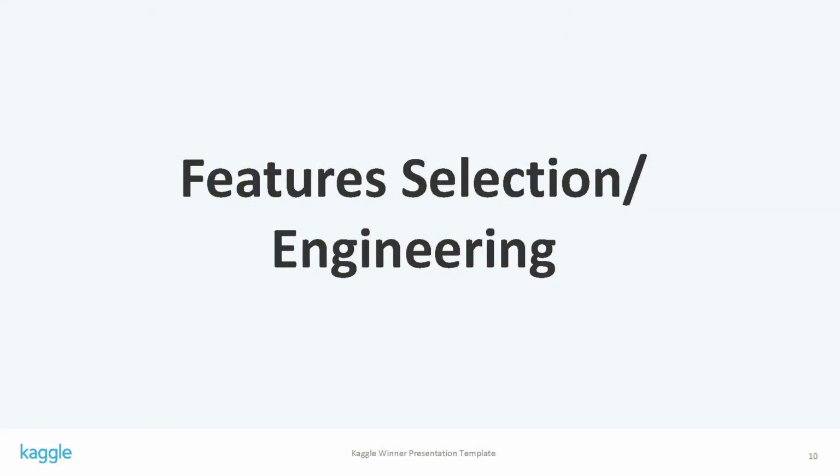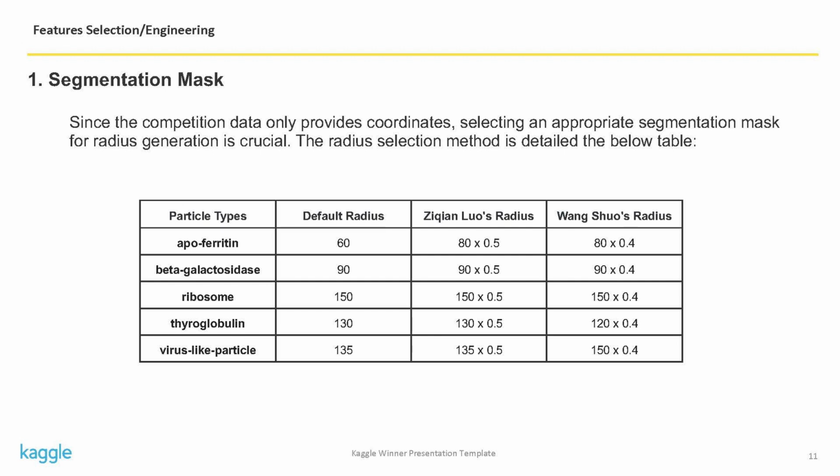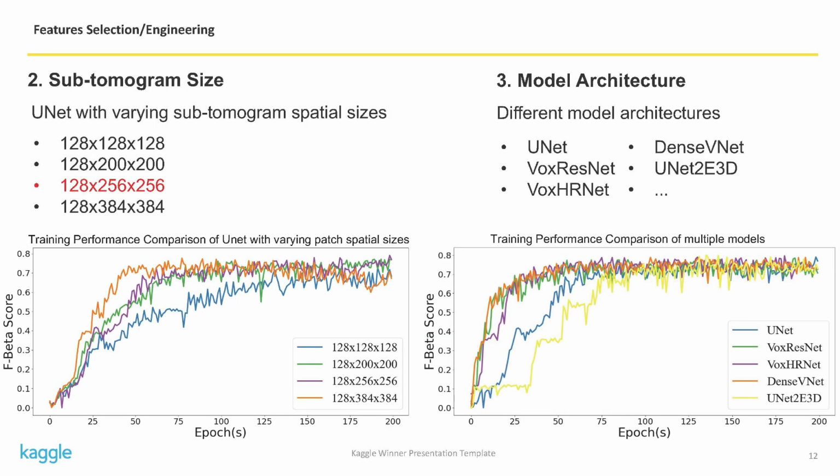Feature selection played a crucial role in our approach. We selected the appropriate segmentation masks based on the particle types and their corresponding radius. The competition dataset only provided coordinates, so generating the correct radius for each particle type was vital. For instance, the apoferritin particle had a default radius of 60, which we adjusted based on our approach. Regarding the subtomogram sizes, we experimented with multiple patch sizes. Each size influenced the model's performance.